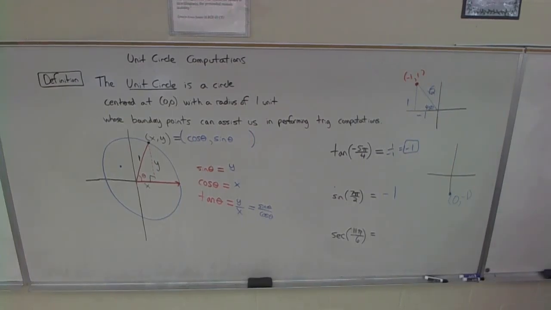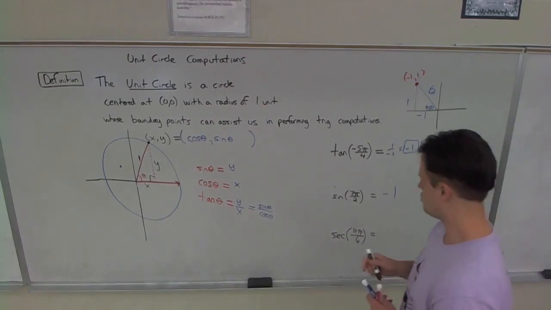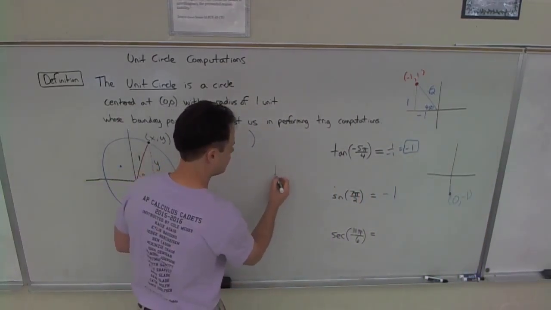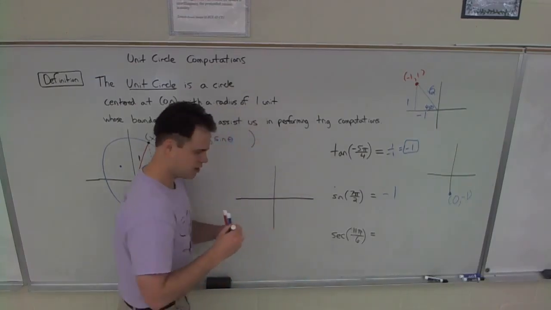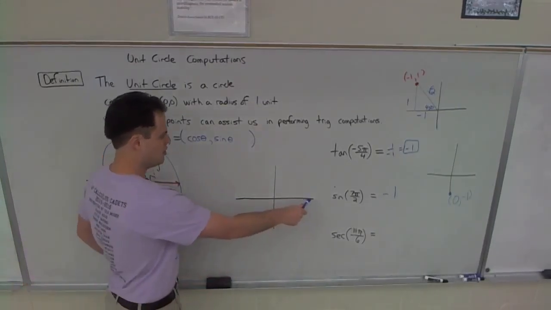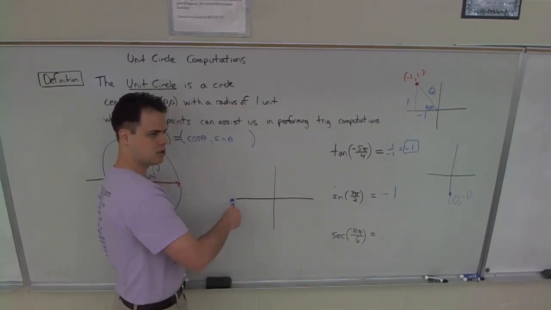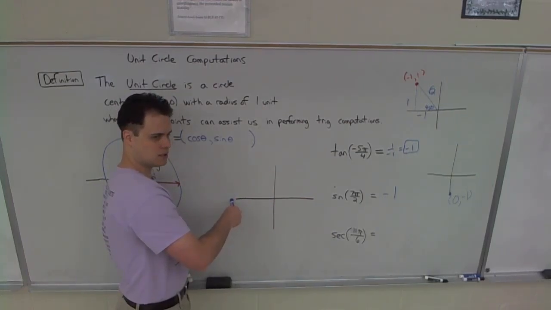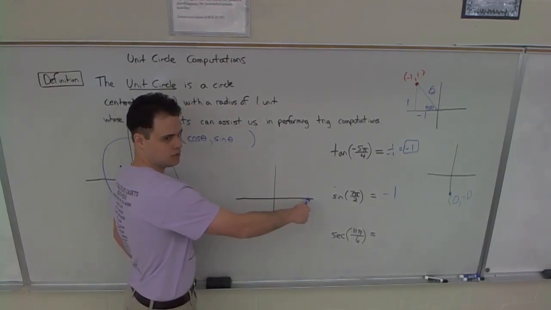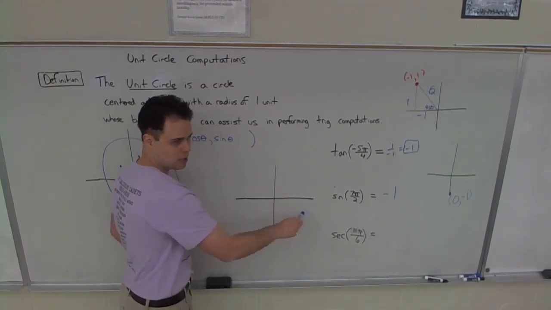Let's do 11 pi over 6. I'm going to scoot some of this out of the way. I'll do a little picture over here. So this time we're counting by sixths. How many sixths are halfway around the circle? 6 sixths, because this is 1. 1 is 6 sixths. All the way around would be 12 sixths. So I should go back 1. Yep. Back 1 sixth.